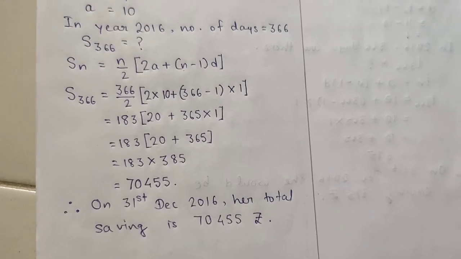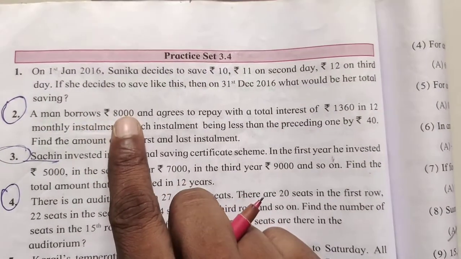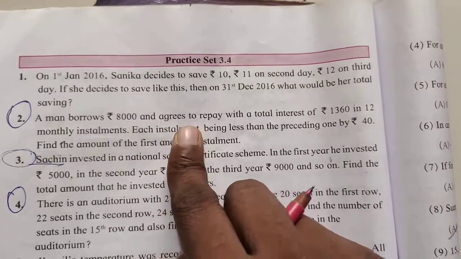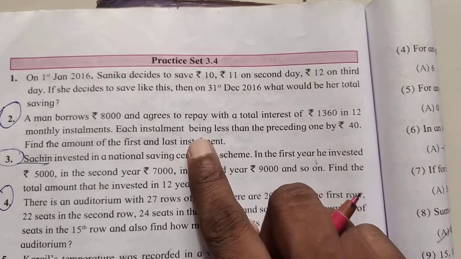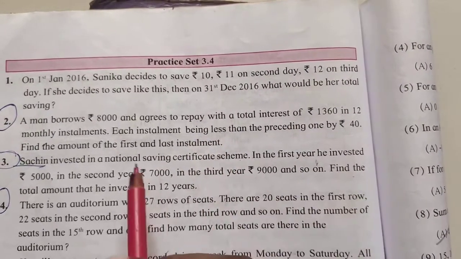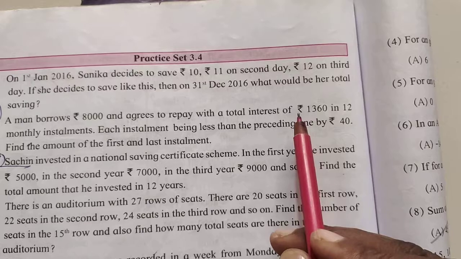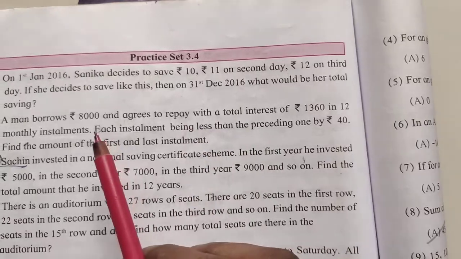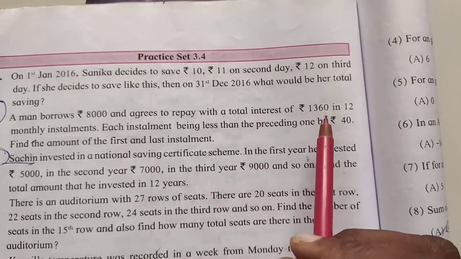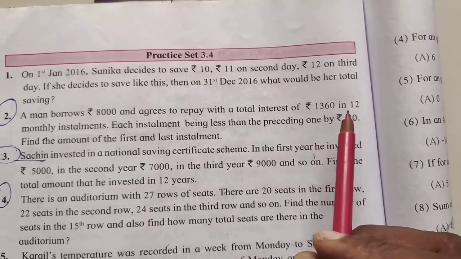Now we will move to the second question. So let us see the second question first. See the second question, which is written here. A man borrows rupees 8,000 and agrees to repay with a total interest of rupees 1360 in 12 monthly installments. Now see what is given to us. The man borrowed 8,000 and he is paying 1,360 rupees as interest. So the total amount he is going to pay is 8,000 plus 1,360, that means 9,360 rupees in 12 installments.